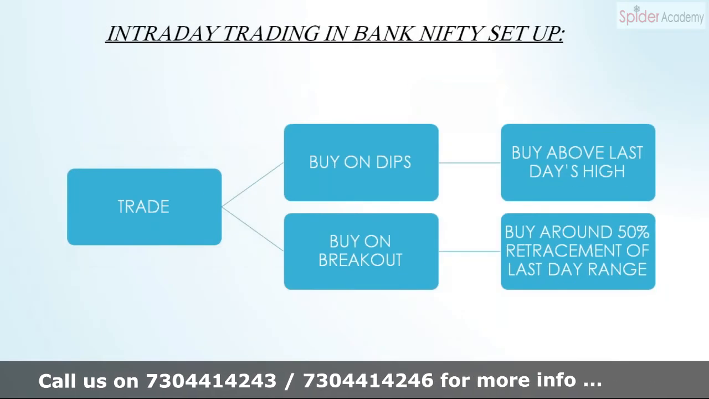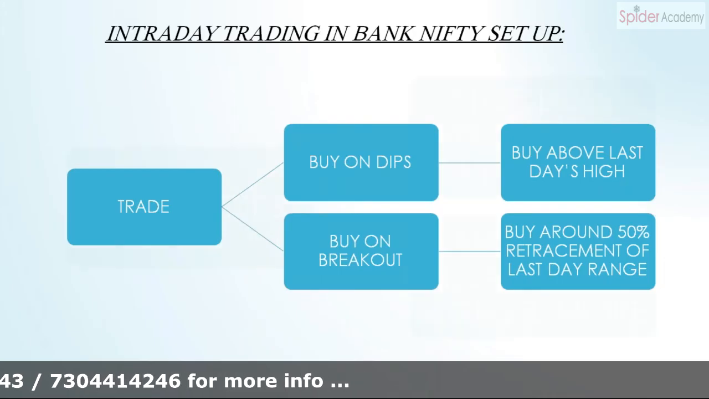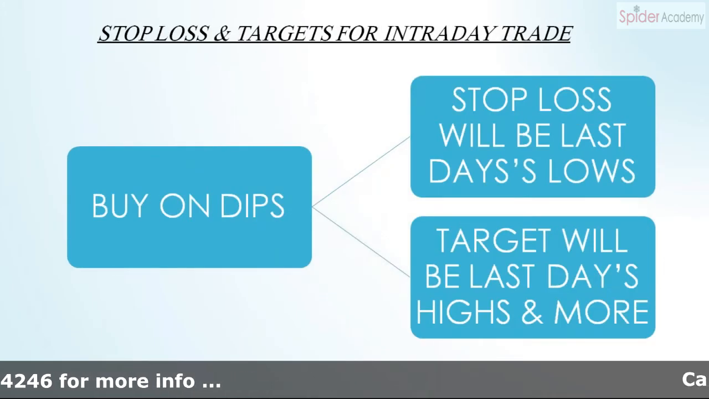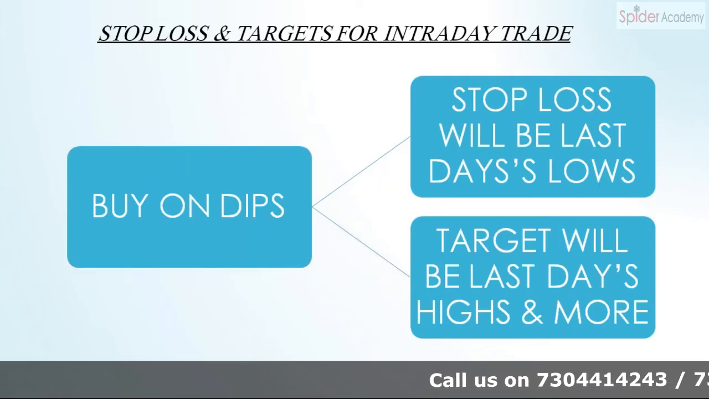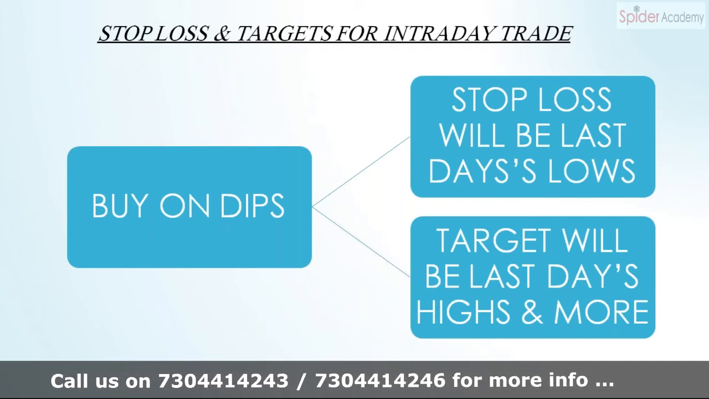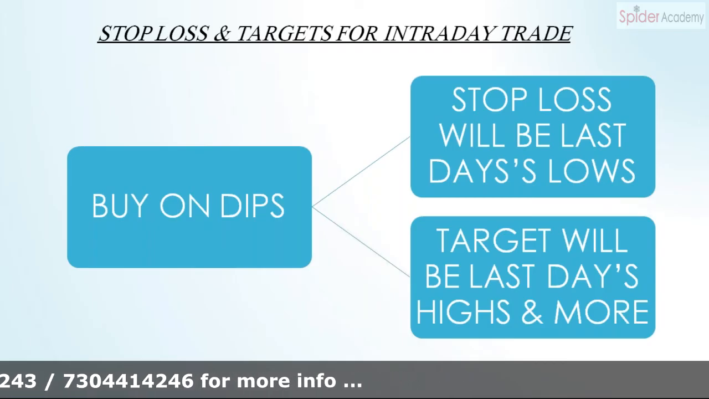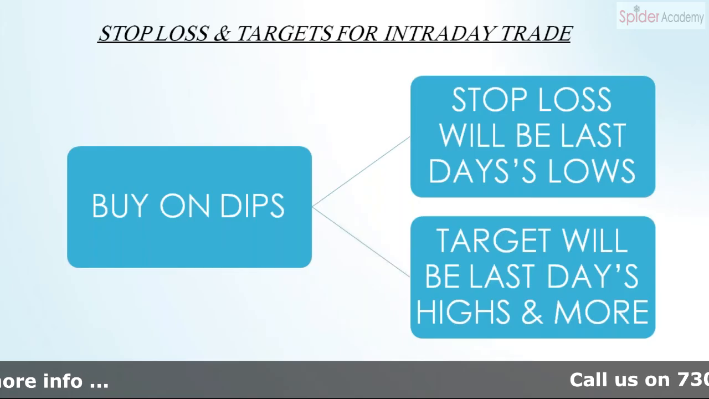There are two types of strategy in intraday: buy on dip strategy or buy on breakout strategy. In the buy on dip strategy, your stop loss will be last day's low. You should write this down: whenever you are buying on corrections in intraday, your stop loss will be last day's low. Your target will be the last day's consolidation, that is last day's high or the consolidation bit. If last day's high is crossed, either you can book it or you can wait for the second leg of the rally. It depends on the trader.